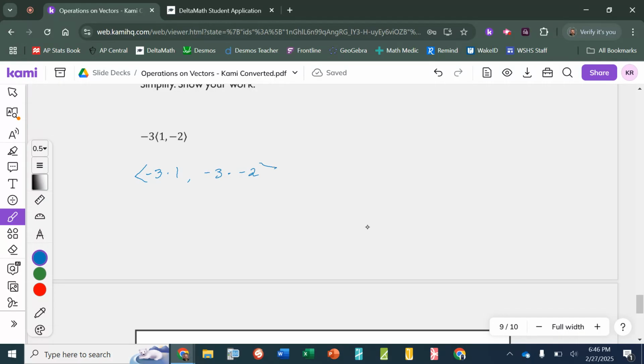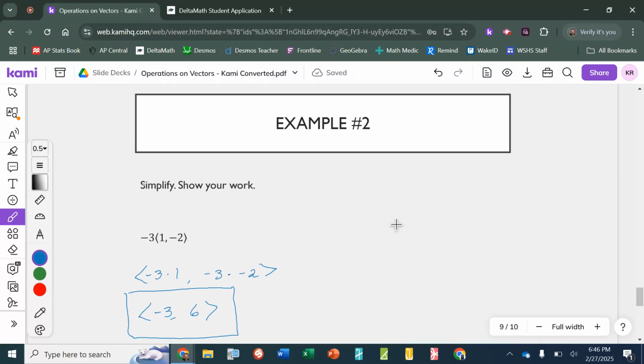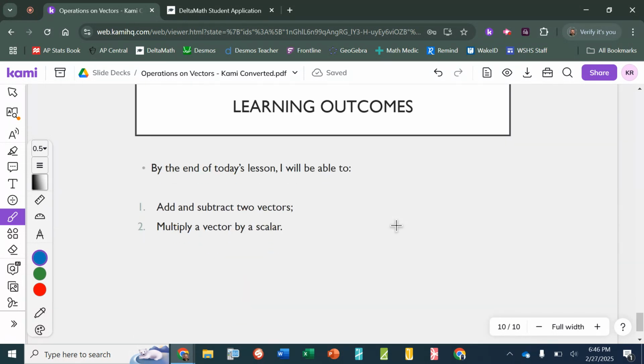And I'm just going to simplify. So negative 3 times 1 is just negative 3. And negative 3 times negative 2 will become a positive 6. And so now I've scaled this vector by a value of negative 3. And that's all there is to multiplying a vector by a scalar. So hopefully you feel comfortable in adding and subtracting two vectors and multiplying a vector by a scalar.